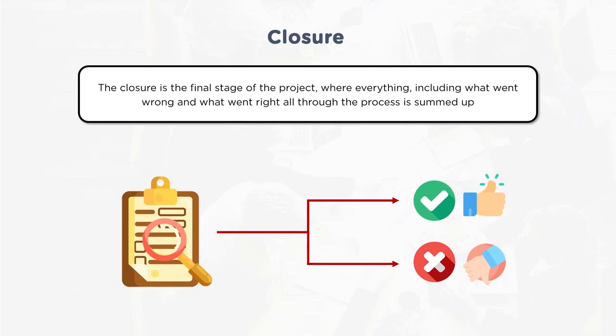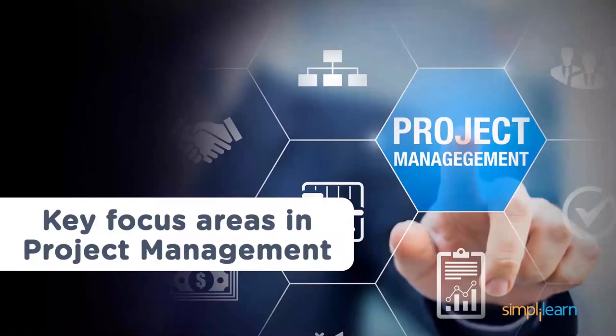And also the team is disbanded, meaning you dismantle the entire team and send them back to their specific units or specializations, and they may get assigned to a new project, or if it is functional, they can go back to their functions to do their functional activities. So that was about what happens in the entire project life cycle.